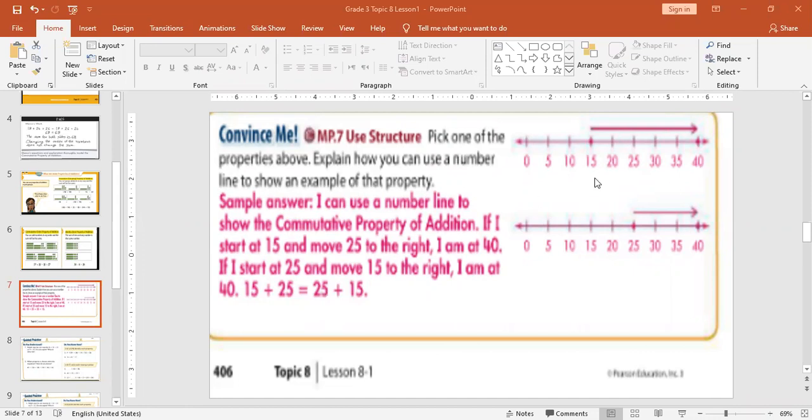So in the first example here, I started from 15 and then added 25. So here I'm skipping with 5, 10, 15, 20, 25, 30, 35, 40. So I started from 15 and counted 20, 25, 30, 35, 40. So it is 40. So let's try and start with 25. 25 plus 15: 25, 30, 35, 40. So this is called commutative property of addition.